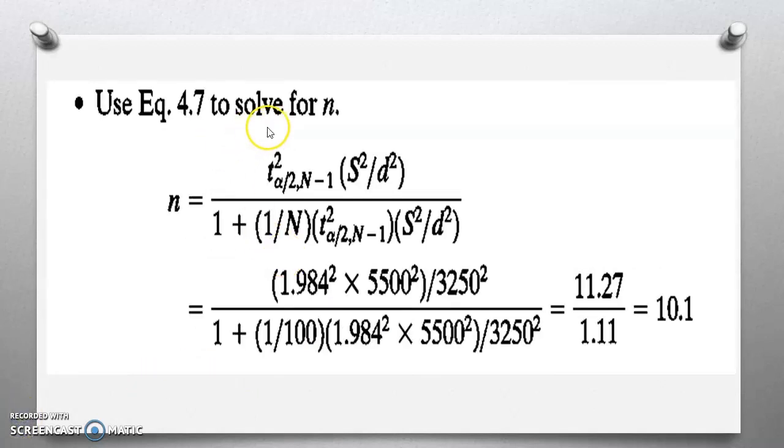Next we have to solve for n. n is equal to 1.984 squared times 5,500 squared over 3,250 squared, over 1 plus 1 over 100 times the quantity 1.984 squared times 5,500 squared over 3,250 squared, which is equal to 11.27 over 1.1. Therefore, our n is equal to 10.1. Counts should be taken at a minimum of 11 stations.